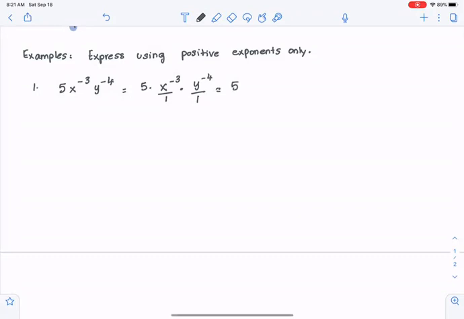So if x raised negative 3 moves to the denominator, I'll have 1 over x raised 3. If y raised negative 4 moves to the denominator, I'll have 1 over y raised 4. So we will have 5 divided by x cubed y raised 4.